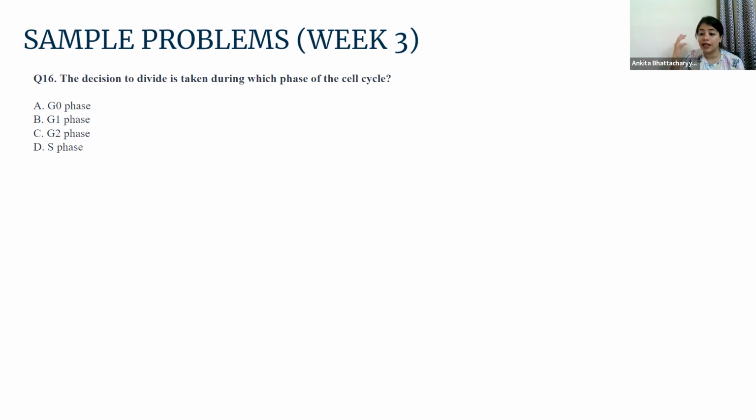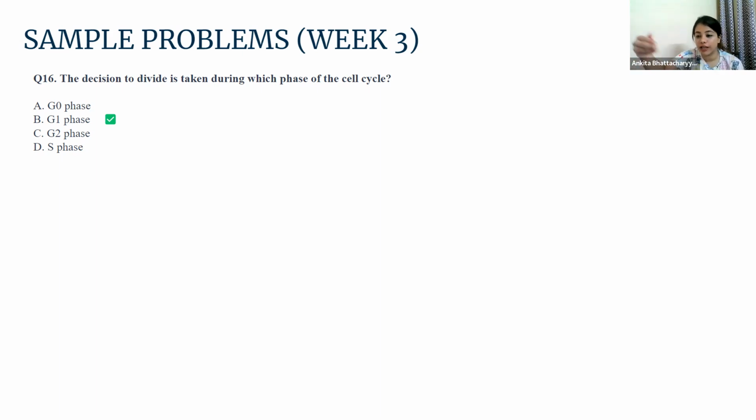Now, S phase is the synthesis phase, where the cell is doubling all of the cellular contents. So that is not when a cell can actually decide to divide. It is already in the process of preparing to divide in the very near future. So the decision has to be made before that, and therefore G1 is the phase where the cell is making the decision that, okay, now we are going to divide. The cell has grown enough and it is now going to undergo division and produce two daughter cells. So the decision for the same is taken during the G1 phase.